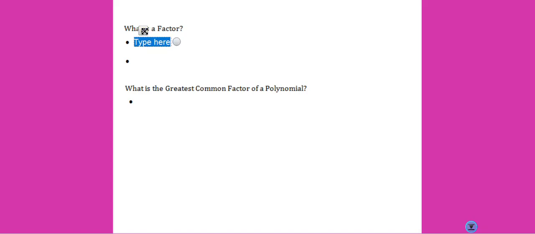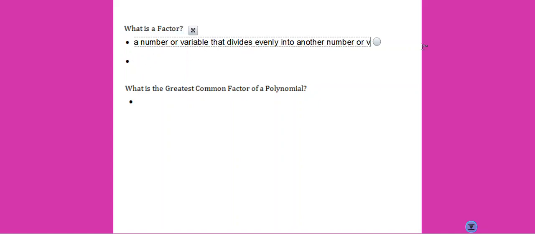So what is a factor? A factor is a number or variable that divides evenly into another number or variable. For example, 2 is a factor of 6 because 6 divided by 2 is 3, which is a whole number.